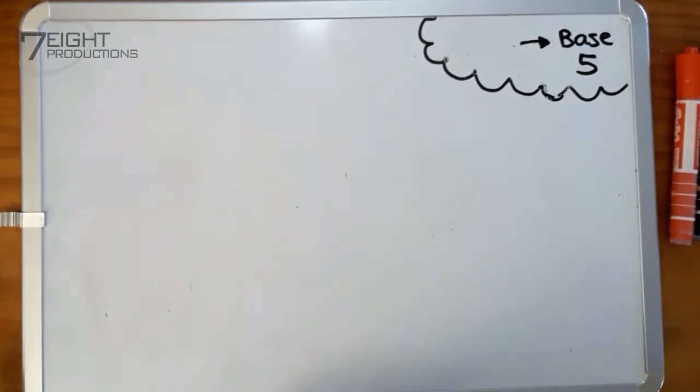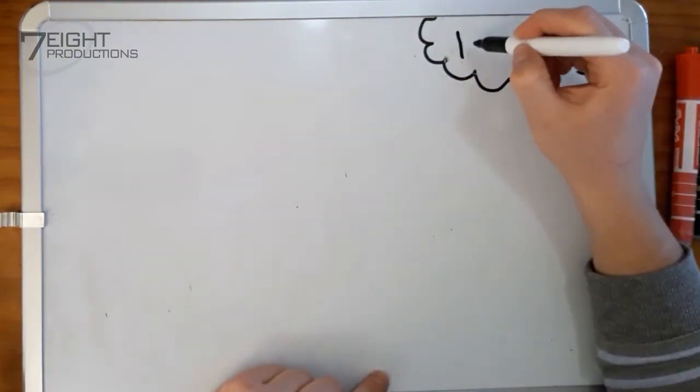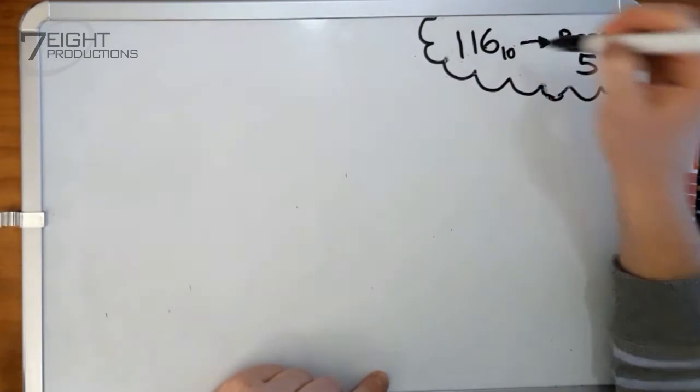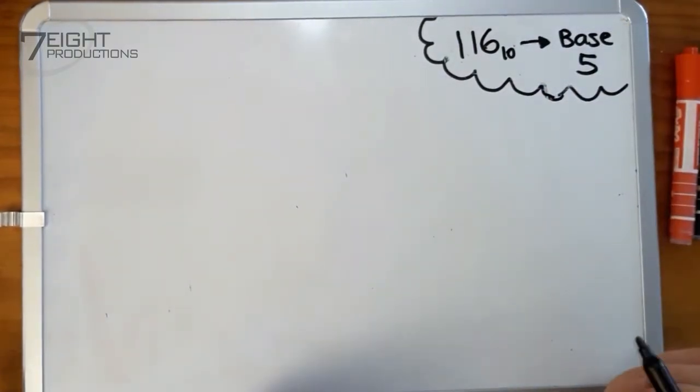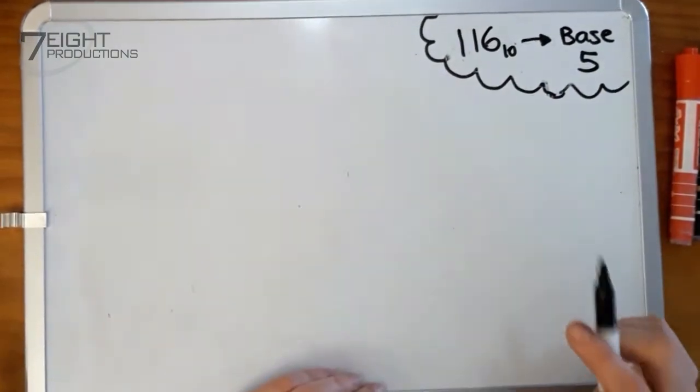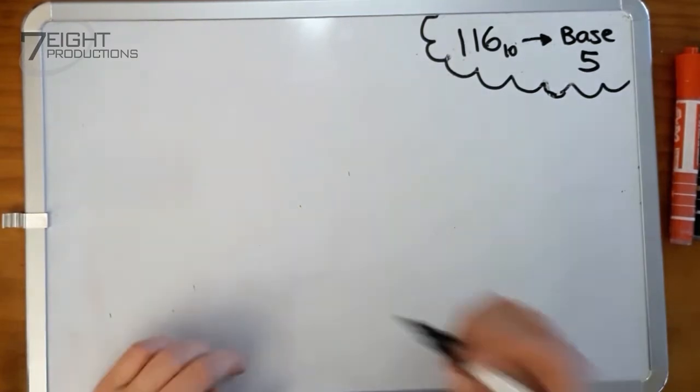Alright, we're going to use the same numbers that we used in other videos. So the first one we're going to start with is the number 116 in base 10, and we want to turn it into base 5. This is how we do. We start with this number, 116.